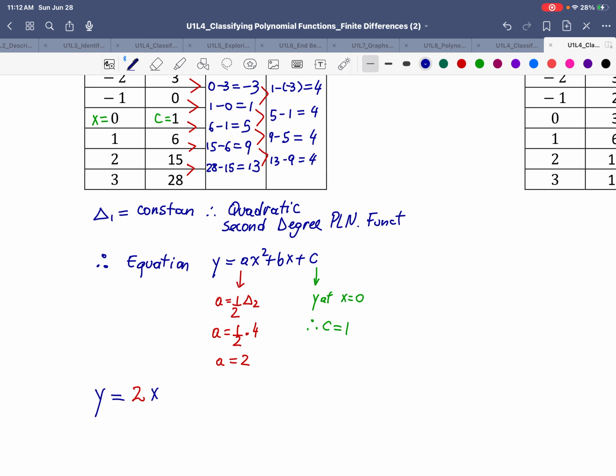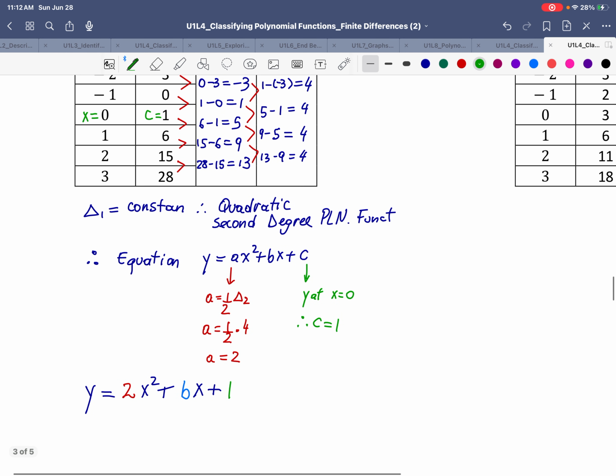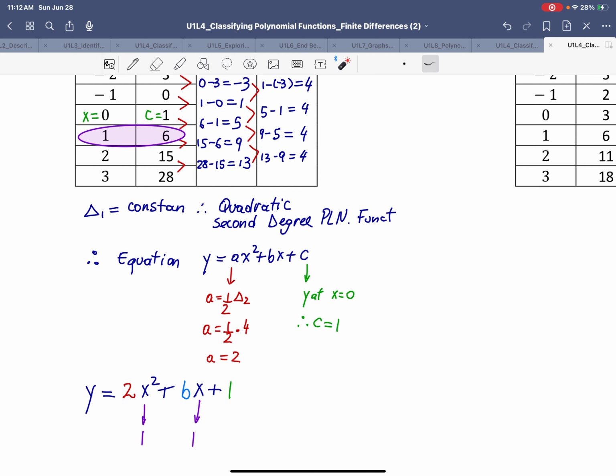We have b that we don't know yet, and it has an x attached to it, and then number 1. And now we have to find the value of b. For this, we're going to use an ordered pair from the table of values. My favorite ordered pair to use is the one where x is equal to 1. You will see that when x equals 1, it's a lot easier to simplify the right side of the equation. The corresponding y value here is 6.